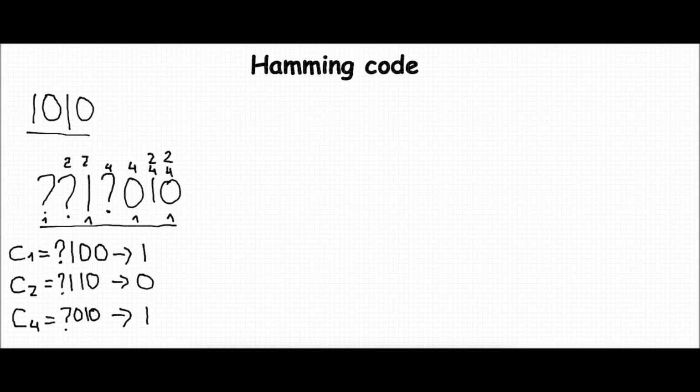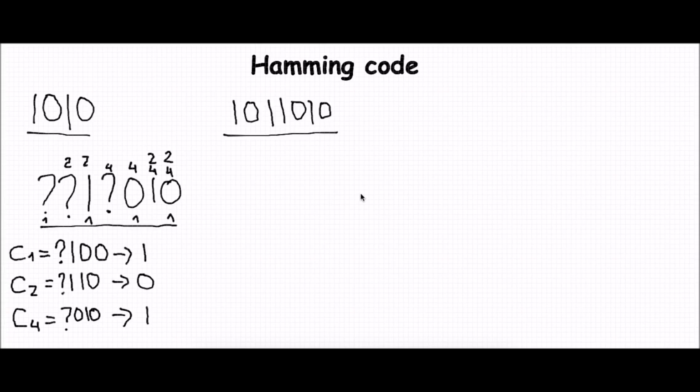So to replace the question marks with the control bits, the first one is 1, then goes 0, then goes the data bit, then the third control bit, and the rest of the data bits. So this is the number 10 coded with Hamming code.